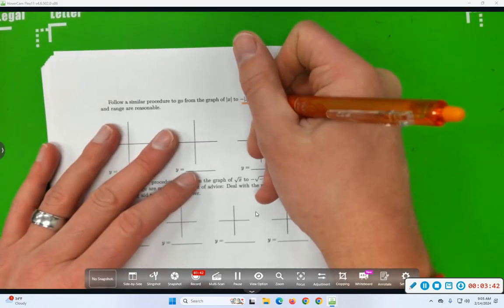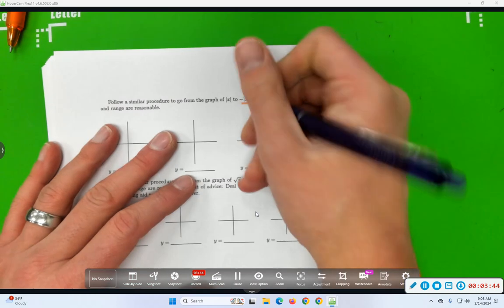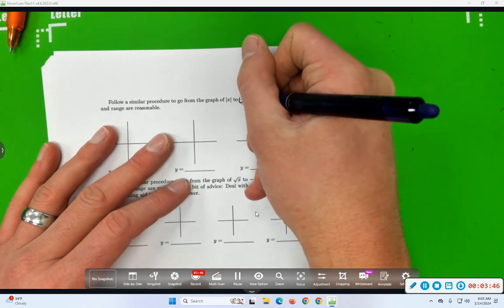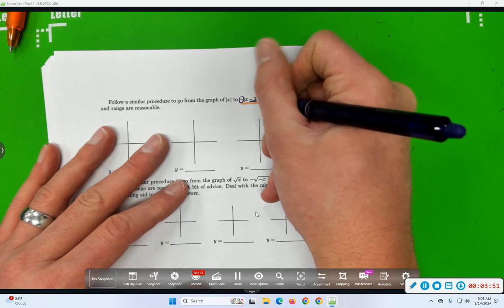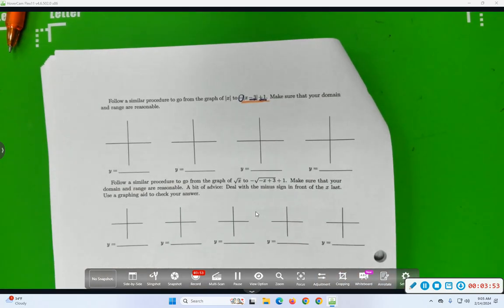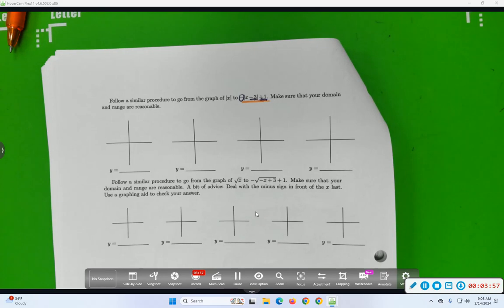So it looks like there are 3 things that I need to do. I need to deal with this minus sign. I need to deal with that minus 3. I need to deal with that plus 1. The ordering of things matters. Which one should we do first?